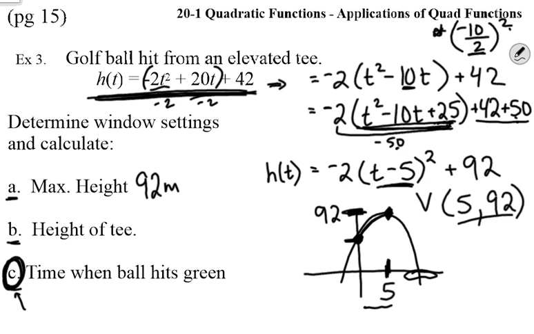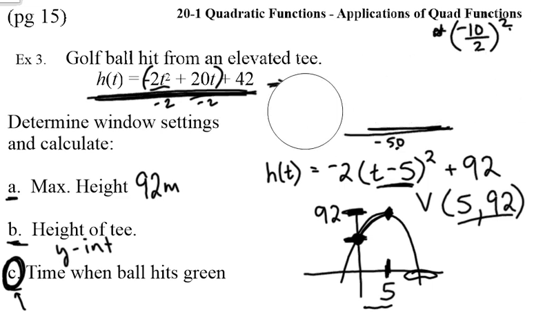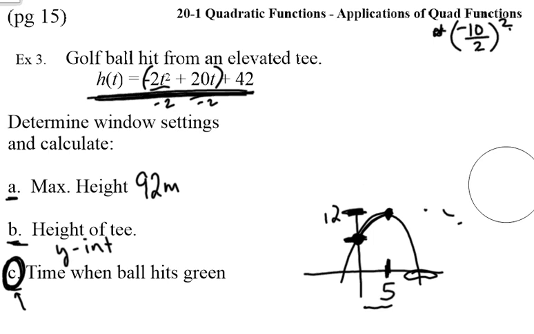Second question says, what's the height of the tee? So we want to know how high is the tee that we hit from. Well, that's our y-intercept. This is a y-intercept question. Hate to do this, but I'm going to erase the work that I have right now so I can do that because I've run out of space. But our y-intercept, remember, a y-intercept occurs when x equals 0. It's going to hit the y-axis when we haven't moved left or right.